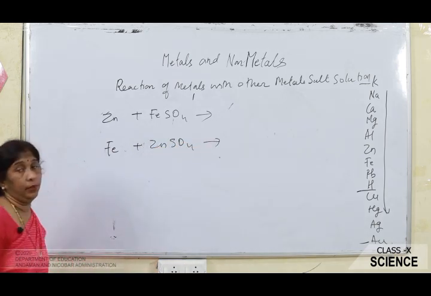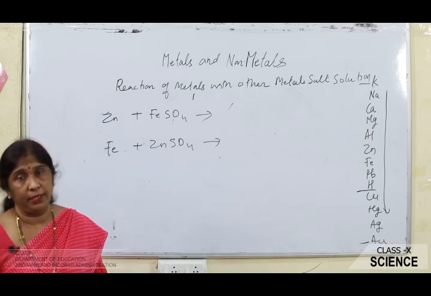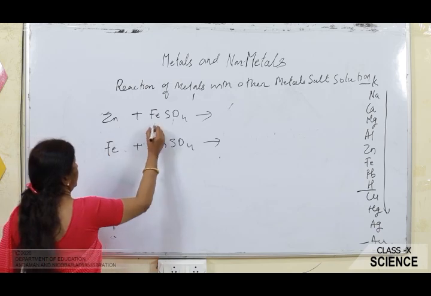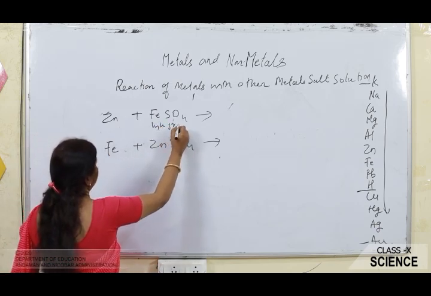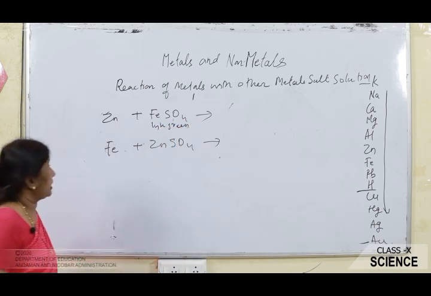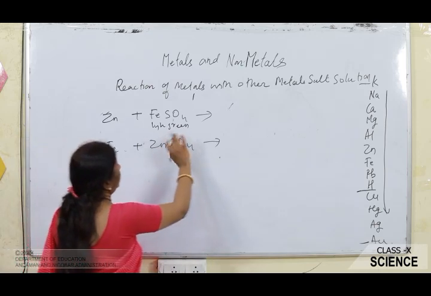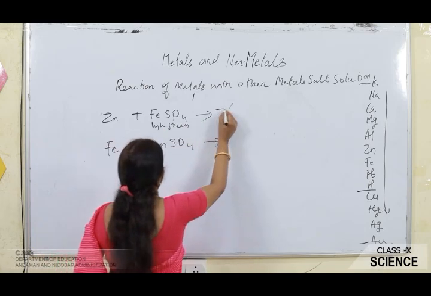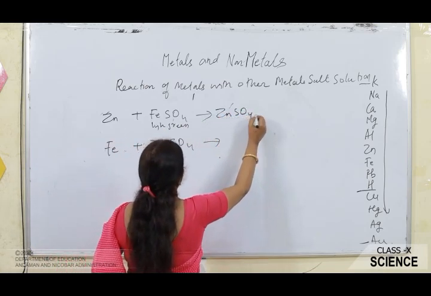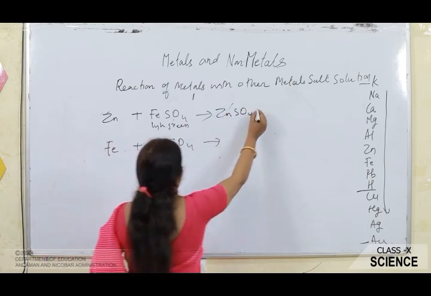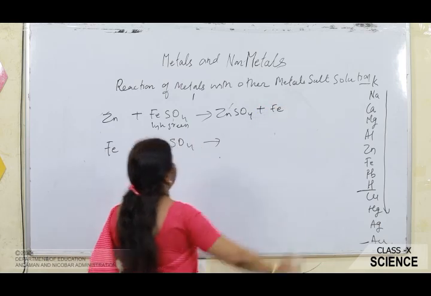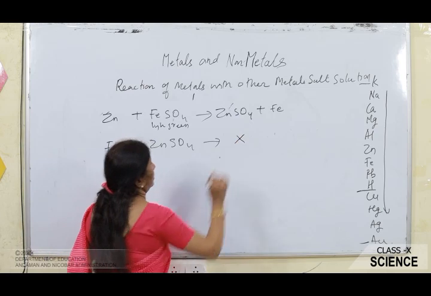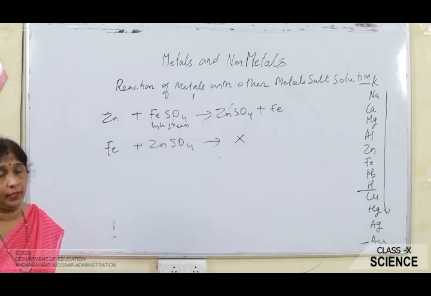Now we will perform these two experiments and see what will happen. In this case, this is light green color. In the first case, what happens? This light green color fades and changes to colorless. That is the formation of zinc sulphate, and iron, Fe, is separated. But here in this case, there is no change.